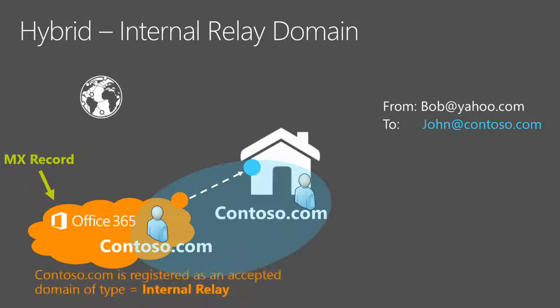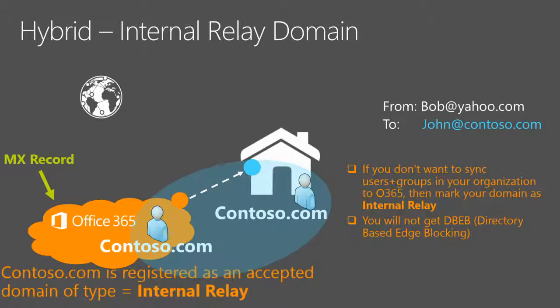Why is that? Because that option doesn't require you to sync your users and groups to the cloud. But because you don't sync your users and groups to the cloud, we don't know what all your users and groups are. So if we get a piece of mail to say abc@contoso.com, and abc@contoso.com is not in your cloud, we will still send that mail over. We will not NDR that mail, but send that mail over to your on-premises because we just figured it's internal relay. You just want us to relay our mail to on-premises. So we'll just send that mail over to on-premises.